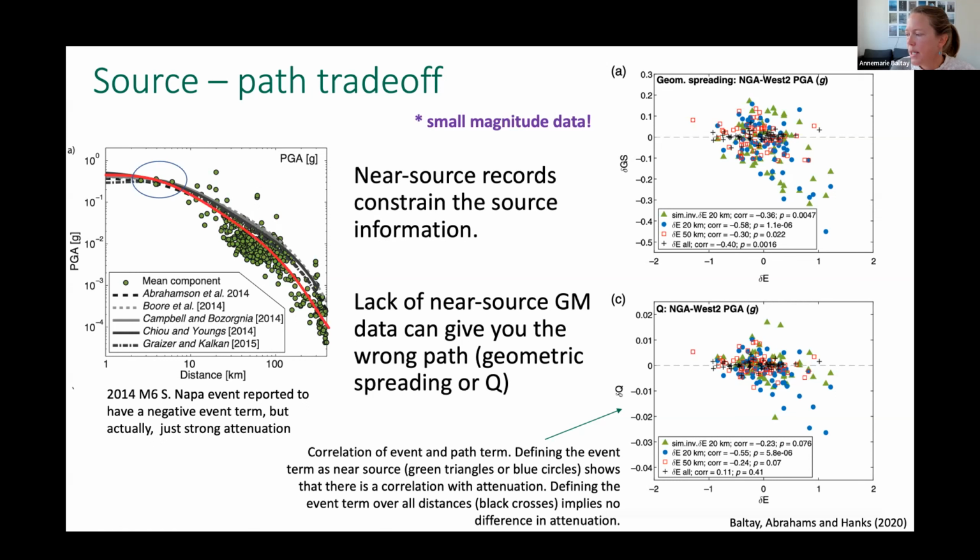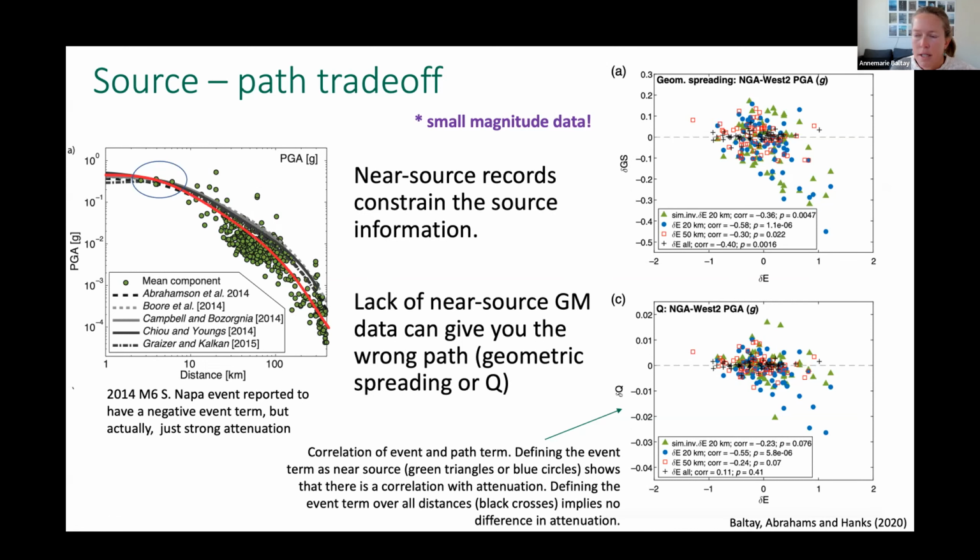And on the right is just a more generalized example where, when you look at the event terms or the source terms from the close-in data, that's the blue circles and the green triangles, you do see that there is a trade-off in how you're fitting the geometric spreading or the Q with the event term. But if you consider that the event term is averaged over all of the records, then you're unable to see that sort of incorrect path information.